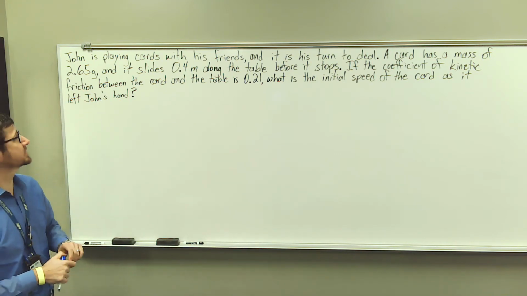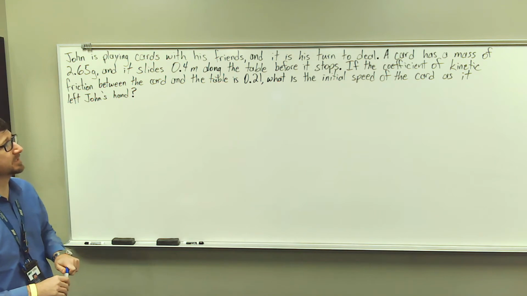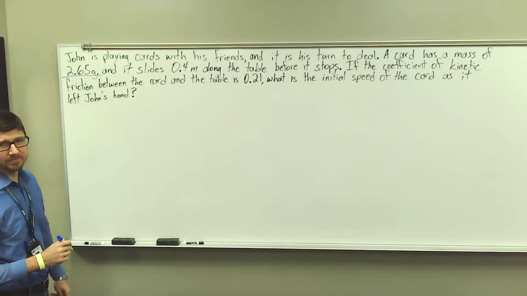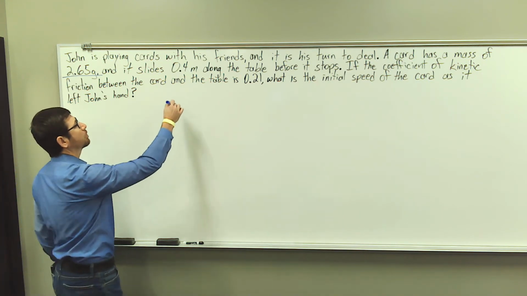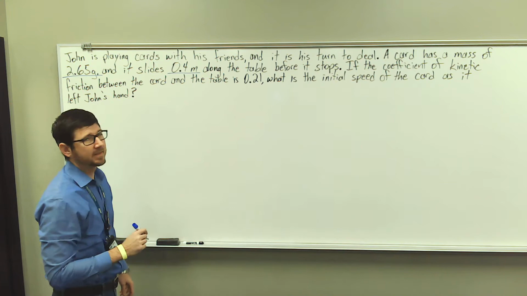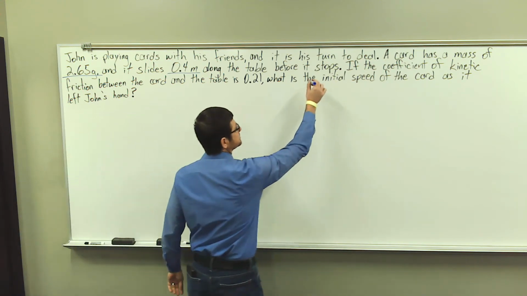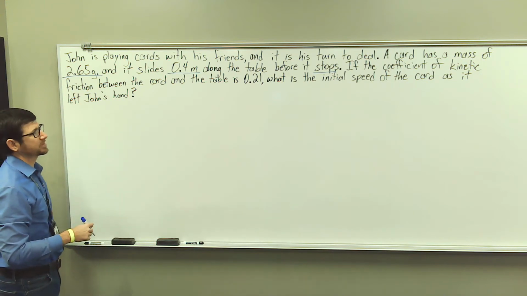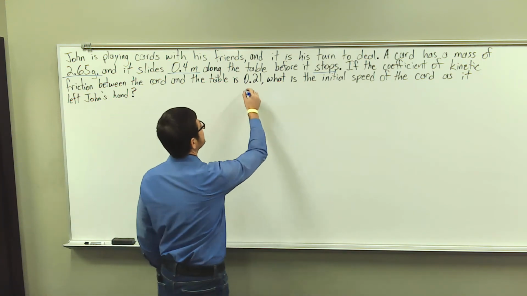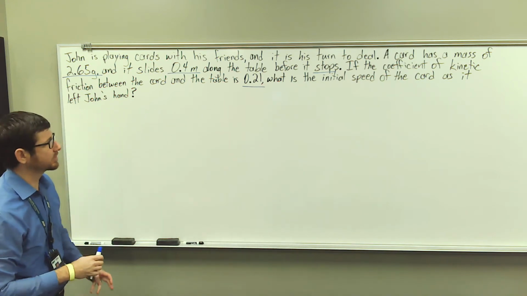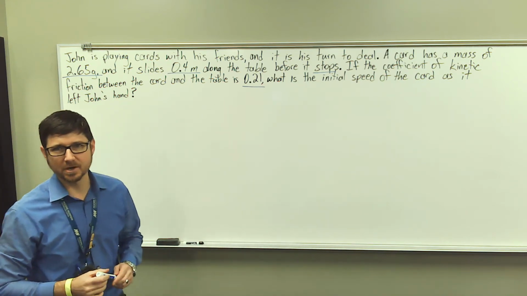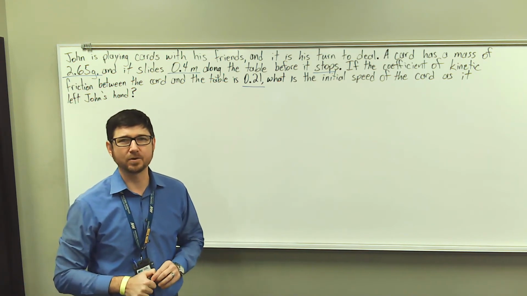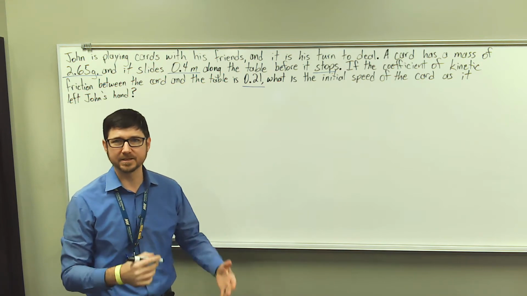John is playing cards with his friends and it is his turn to deal. A card has a mass of 2.65 grams and it slides 0.4 meters along the table before it stops. If the coefficient of kinetic friction between the card and the table is 0.21, what is the initial speed of the card as it left John's hand? So the problem is telling us that the card slides on the table and it comes to a stop.